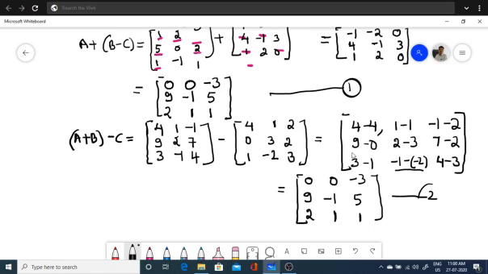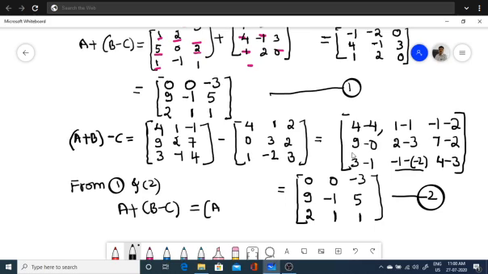This is 2 here. Okay, 1 and 2. So from 1 and 2 we conclude that A plus B minus C is equal to A plus B minus C.